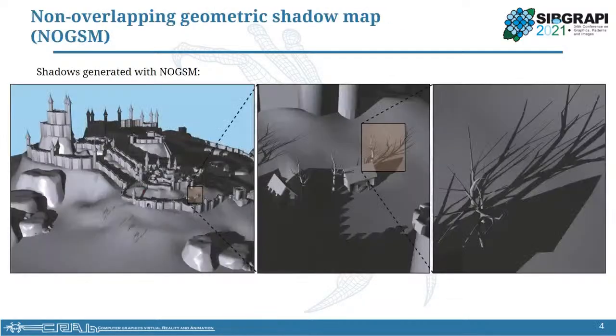We propose a pre-computed geometric shadow technique called non-overlapping geometric shadow map that enables the construction of high-quality hard shadows from static lights for any point of view. Our solution also generates shadows with better quality than standard shadow mapping techniques, while maintaining real-time performance and using a smaller memory footprint than compression techniques.